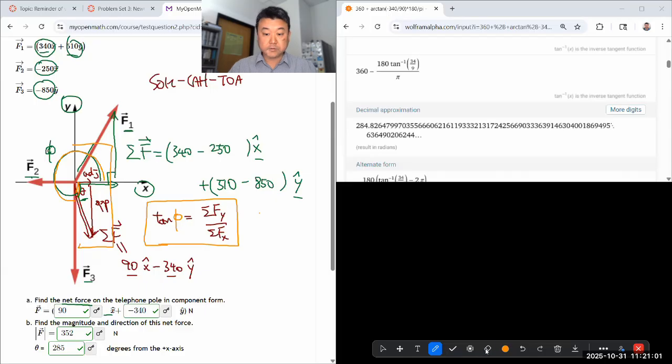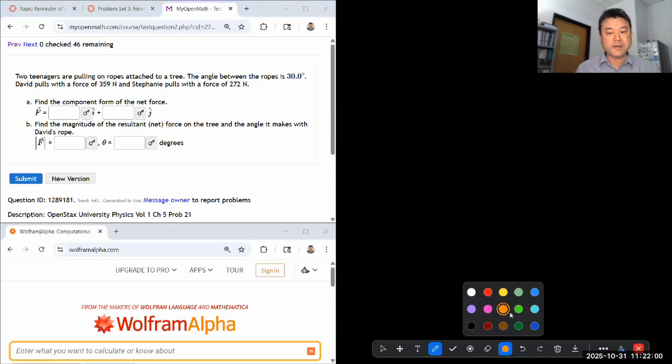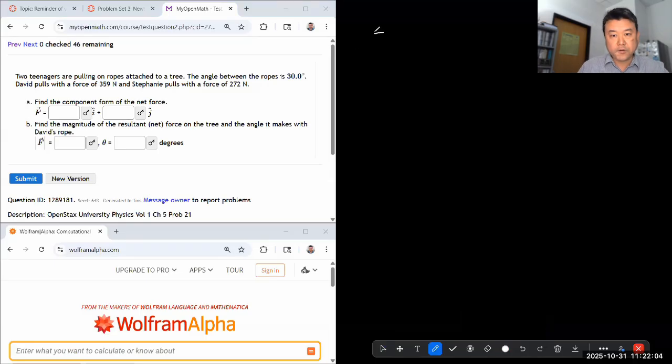Let me get to the next question. So this is the next question. Let me do this in a slightly different way. So let me start with the diagram, and I'll describe the slightly different way I'll do it. Let me just draw the free body diagram, the diagram of the forces. Two teenagers are pulling on a rope attached to a tree. The angle between the ropes is 30 degrees.